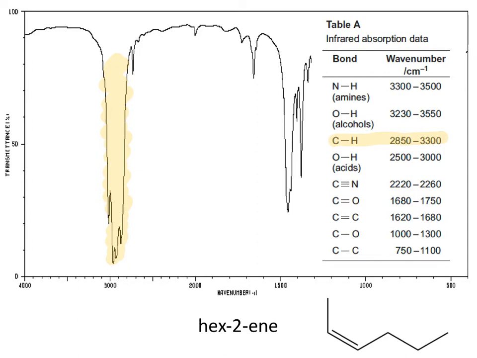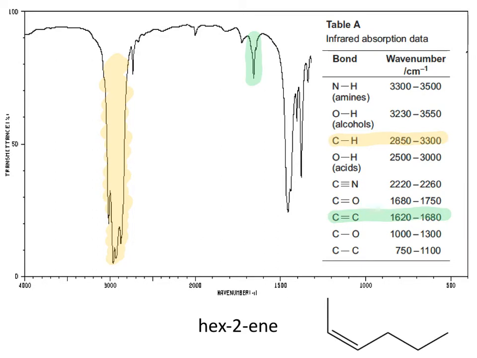Now we are told in this example that this is hex-2-ene, and we can see that there's a carbon-carbon double bond in the skeletal structure there in the bottom right. So we should be seeing an absorption for carbon-carbon double bonds. It's in the region 1620 to 1680. This is a really small absorption. You are going to find that the carbon-carbon double bond absorption is always quite subtle, all right?